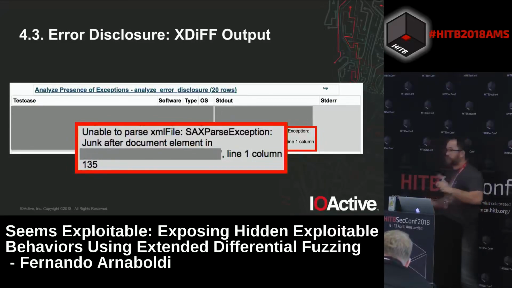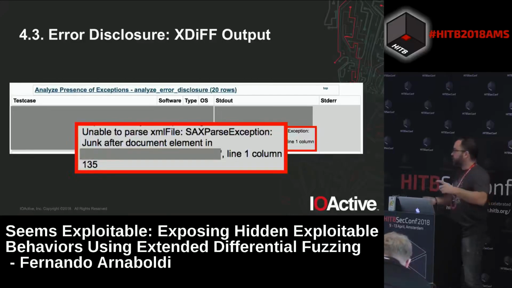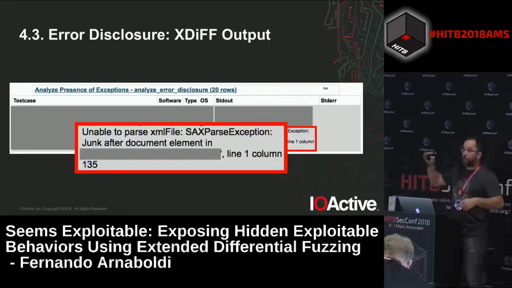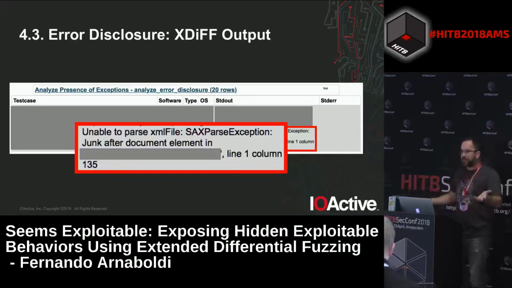I came across the word exception in here, and the SAXParseException is related to an XML error. And due to the fuzzer pinpointing this error, I was able to perform an XML entity expansion attack to try to read files from where this was being executed. And this is how fuzzing works in the real world.